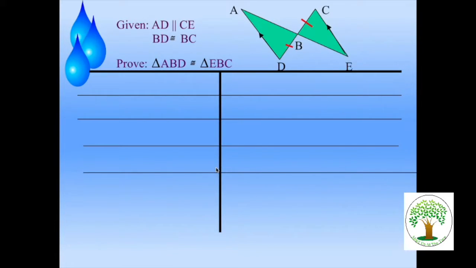AB is congruent to BE. Do we know that by the given or by the picture? That would be something we'd have to be given right now. Yeah, that's true. If we could get that, then we could use side, and then we could do angle.